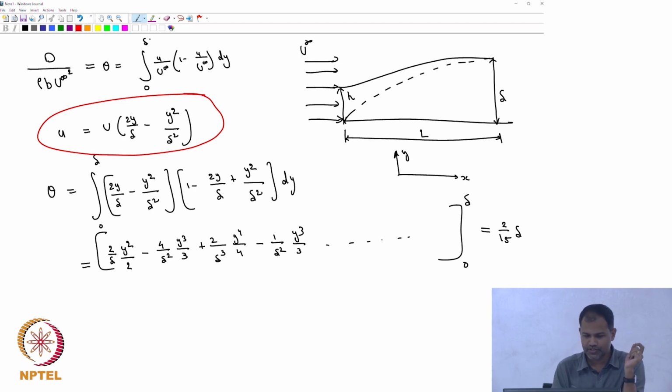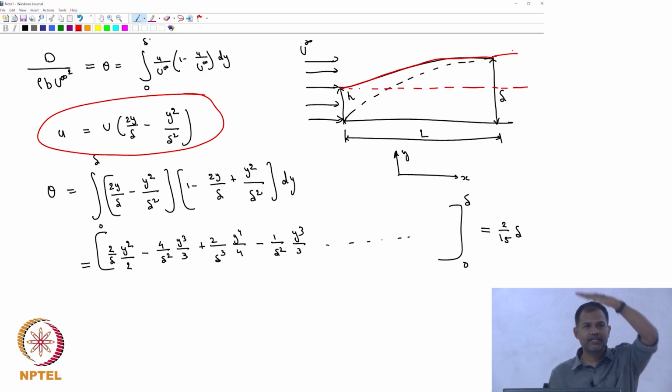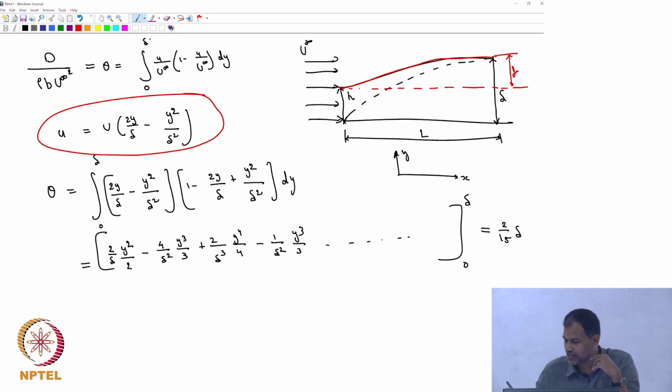The other thing is this streamline that we drew the other day. So that streamline is getting displaced because the fluid below is getting retarded. So that's the argument that we had. So how much it gets displaced, this distance. It comes in at h and it reaches delta. So that delta minus h is called the displacement thickness. So this thing is called displacement thickness.